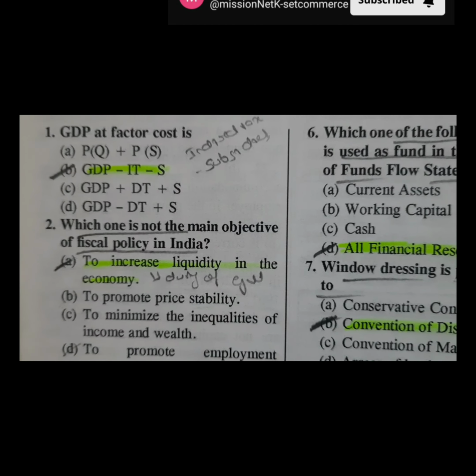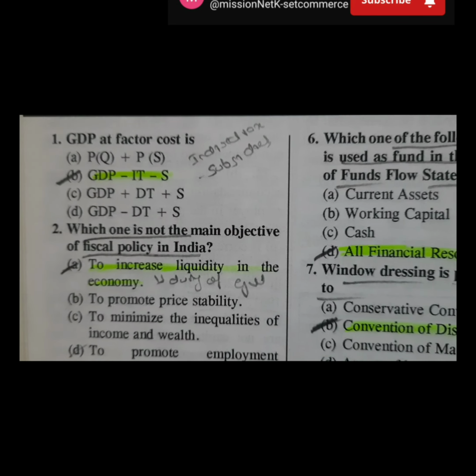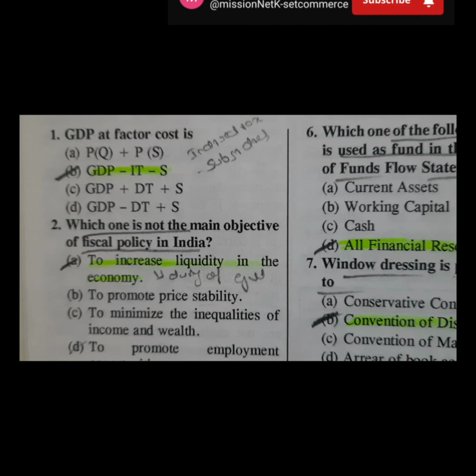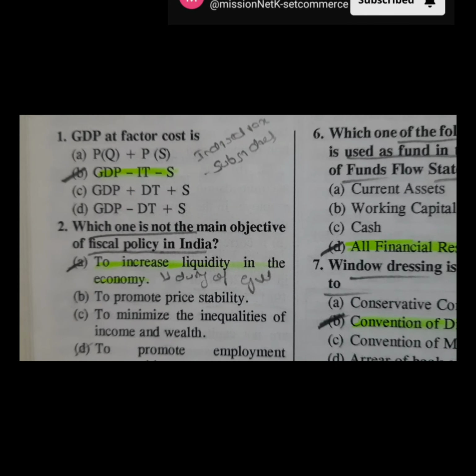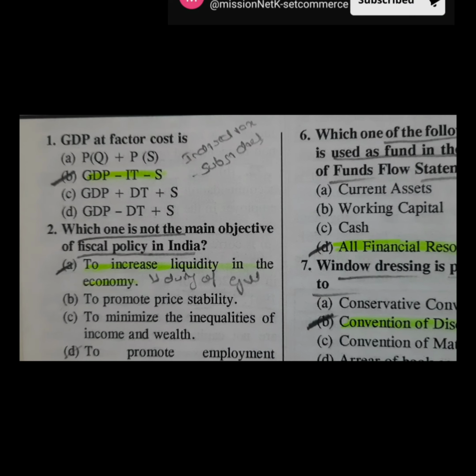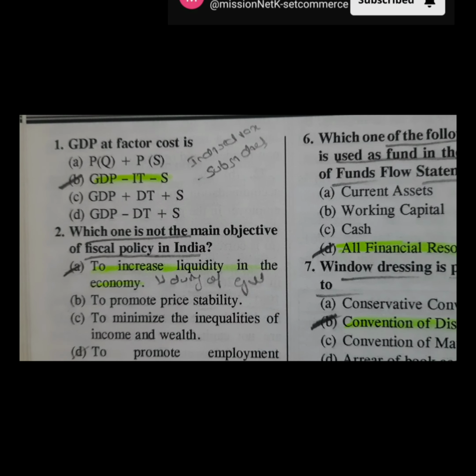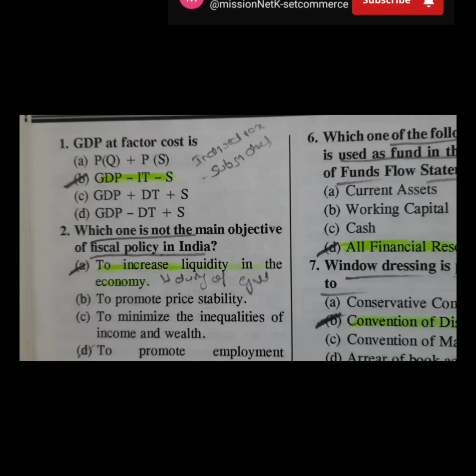The first question is GDP at factor cost is. Here four options are given below. The right answer for this question is option B, GDP minus IT minus S. Here IT stands for indirect tax and S stands for subsidies. GDP minus indirect tax minus subsidies.